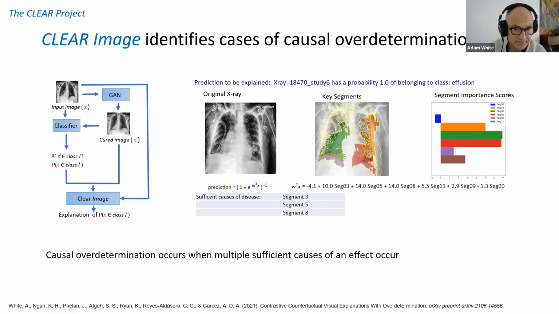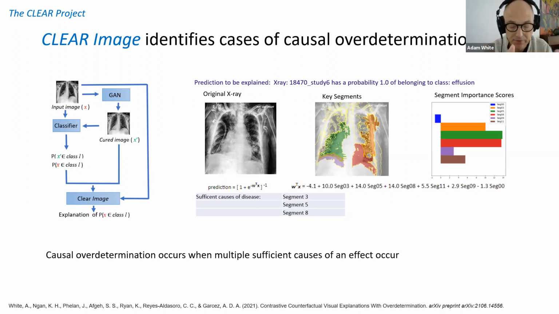And what we're able to do with clear image, which no other explainable AI method has done previously, as far as we're aware, is we're also able to identify cases of what's called causal overdetermination. So causal overdetermination occurs when two or more sufficient causes of an event simultaneously occur.